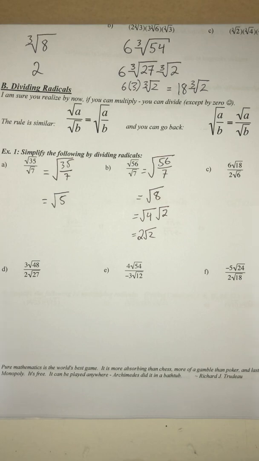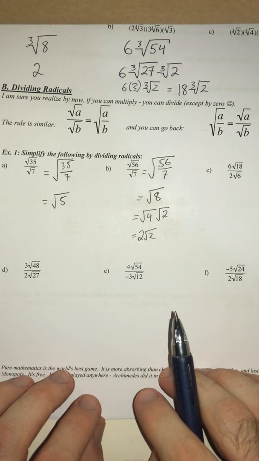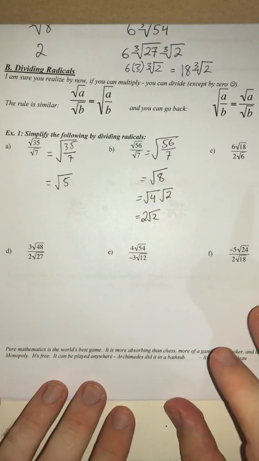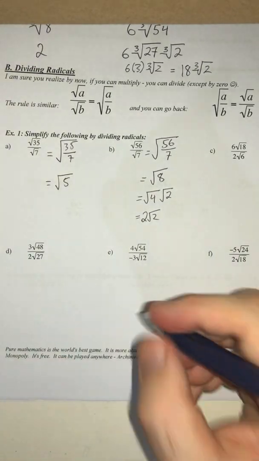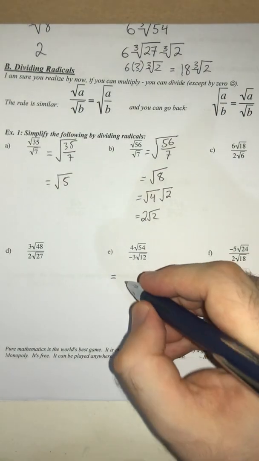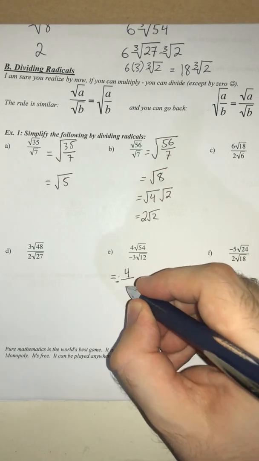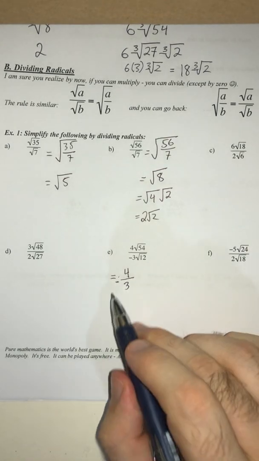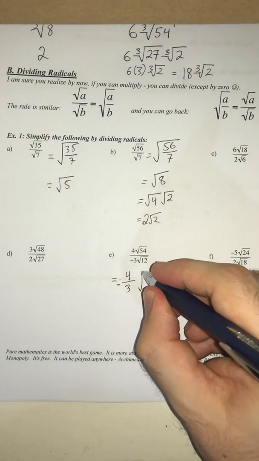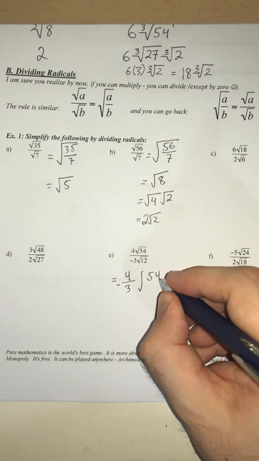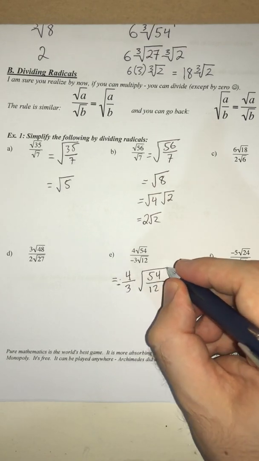All right, so let's try a different one here that requires a little bit more. Let's do E here. So the numbers outside you can divide, but there's nothing I can really do with that. So I'm going to leave it as negative 4 over 3, doesn't matter where you put the negative, times square root of 54 over 12.